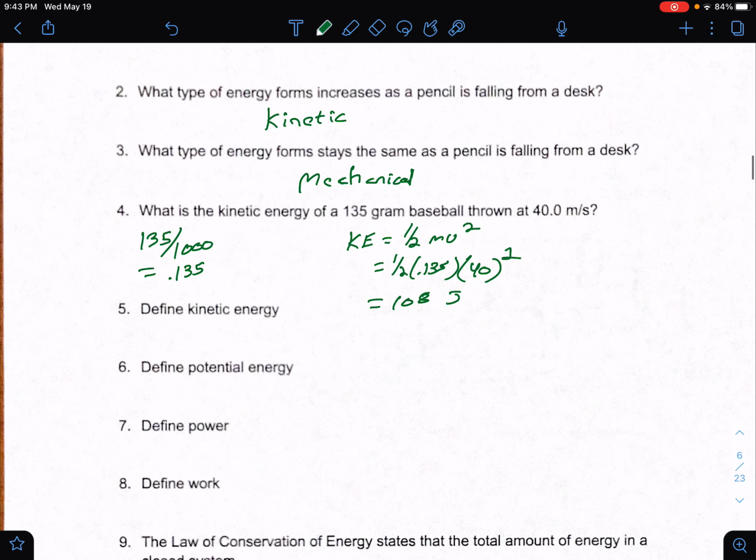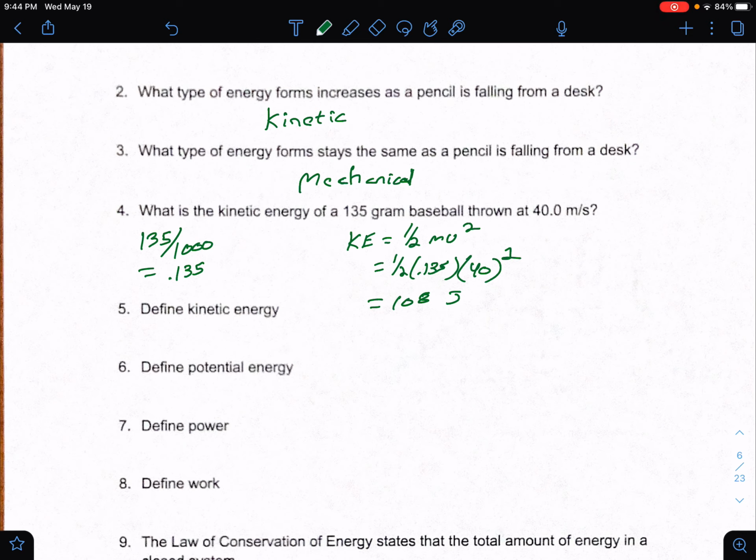Okay, number 5 and 6, for these next define questions, I'm just going to explain what they are, and you can just write them down. Number 5, define kinetic energy. It is energy defined by its mass and velocity. It has to have motion. Number 6, define potential energy. Energy defined by its mass and height or position. So the higher you are, the more potential energy you have. The lower you are, the less.